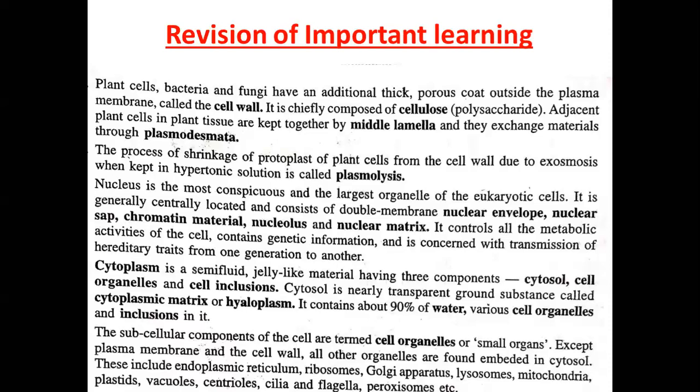The subcellular components of the cell are termed cell organelles or small organs. Except plasma membrane and the cell wall, all other organelles are found embedded in cytosol. These include endoplasmic reticulum, ribosomes, Golgi apparatus, lysosomes, mitochondria, plastids, vacuoles, centrioles, cilia and flagella, peroxisomes, etc.